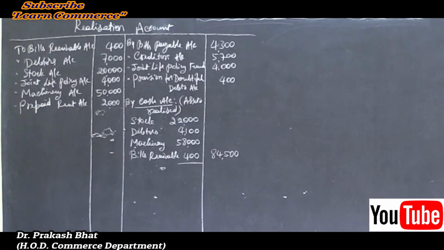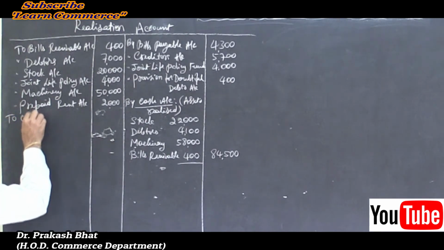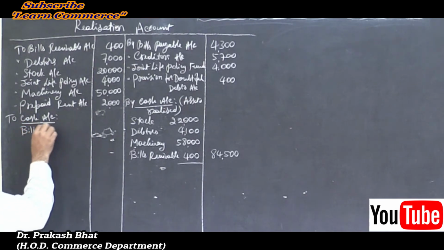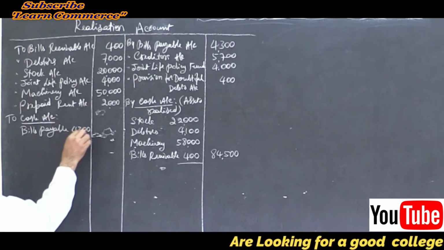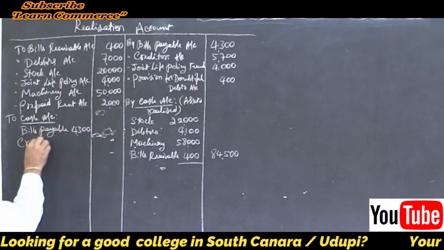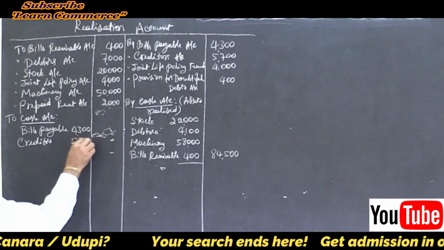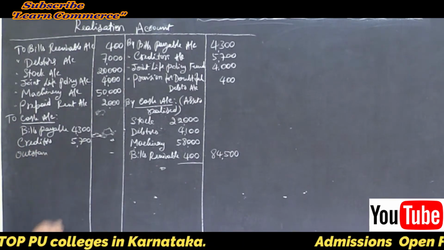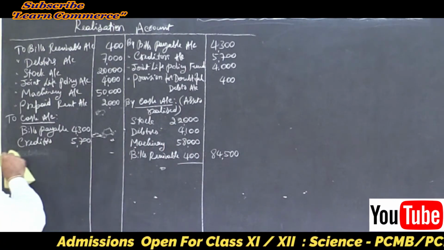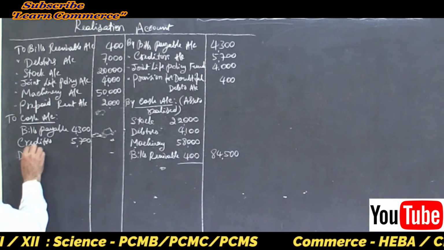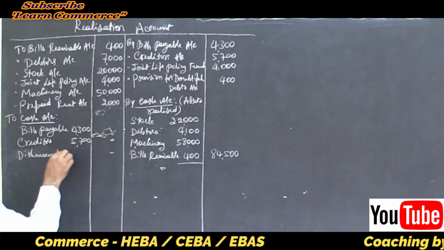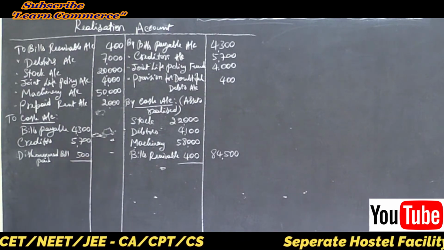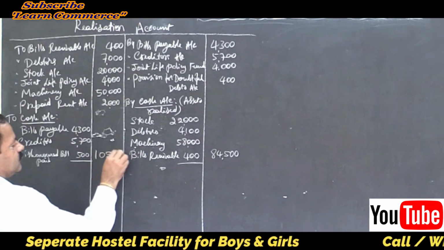Now let us make payment to liabilities, right? So to cash account, bills payable 4,300. Creditors 5,700. Then, write it as dishonored bill, not outstanding. Dishonored bill paid. Right? How much is it? 500. Write a total. 10,500.